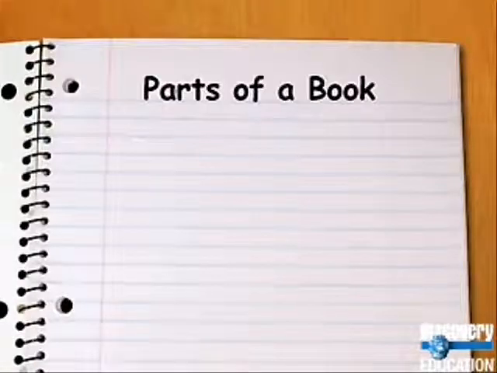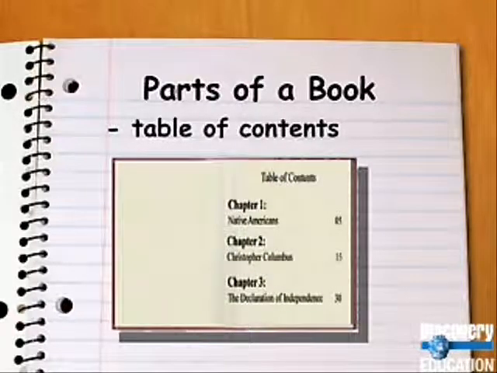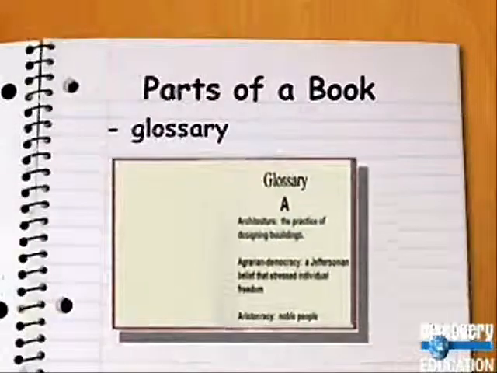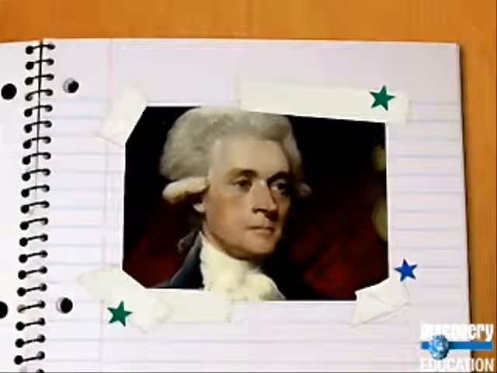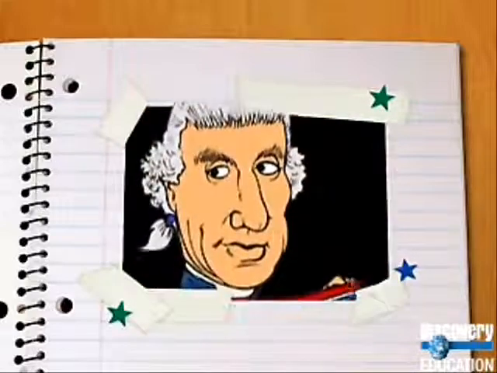Knowing the parts of a book can help you figure out where to look for information. The parts of a book include the table of contents, the index, and the glossary. The table of contents is located in the front of the book, and it lists the chapter titles. Books often have an index in the back of the book that you can look through to find specific information. Sometimes there is a glossary located in the back of the book that provides the definitions of words used in the book. Let's watch a story about Thomas Jefferson. Then we'll talk about how you might find more information in the different parts of a book.